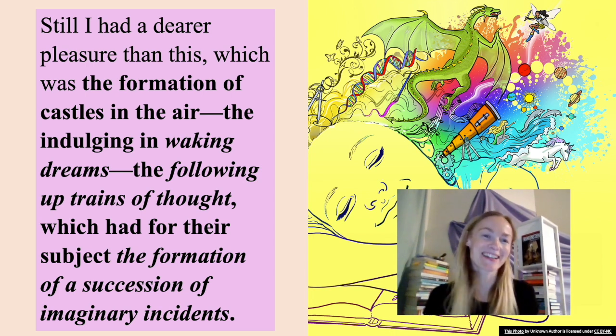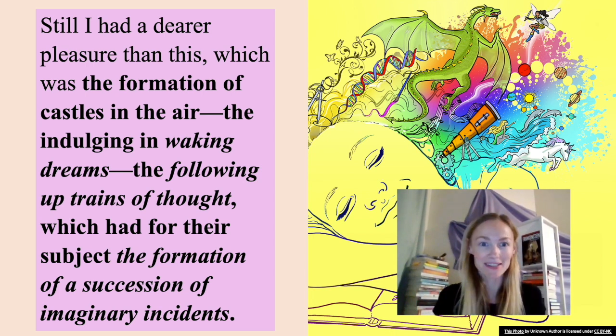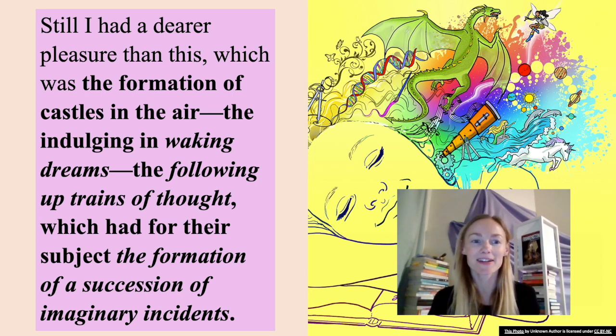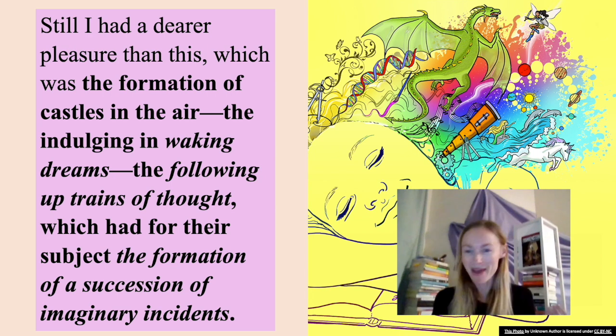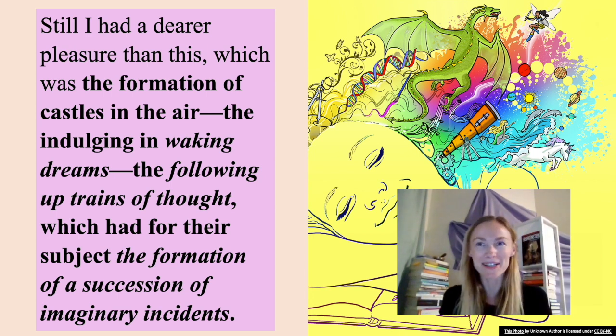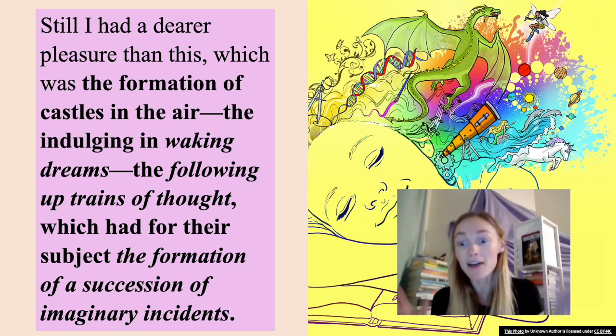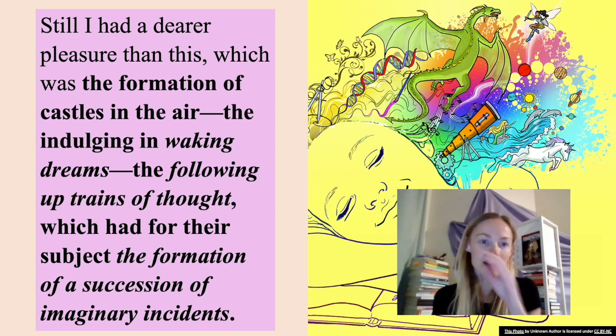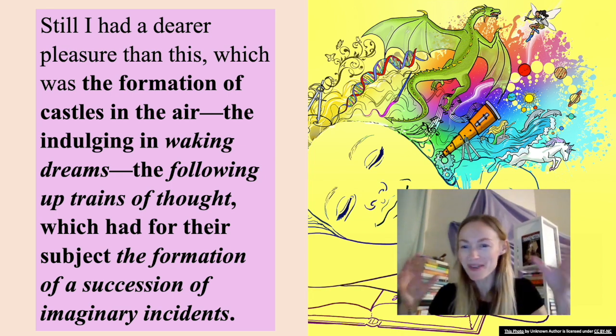Okay, she goes on to say, "Still, I had a dearer pleasure than this, which was the formation of castles in the air, the indulging in waking dreams, the following up of trains of thought, which had their subject the formation of a succession of imaginary incidents." So again, this author's introduction, which is written after the first publication in 1818, she's really focusing on, for sure, the creation of Frankenstein, the novel, but thought itself and ideas and imagination and where that comes from.